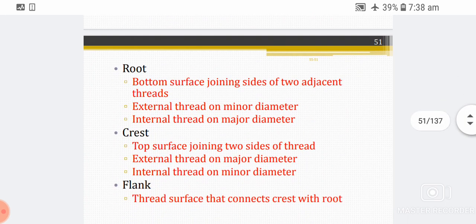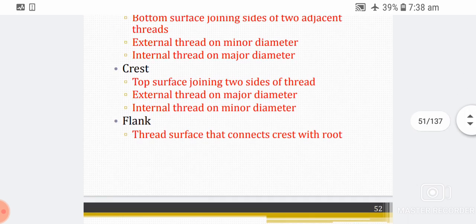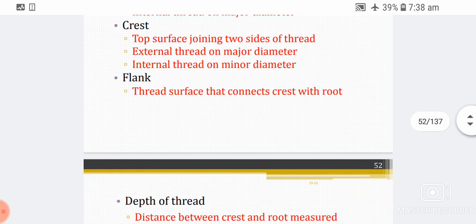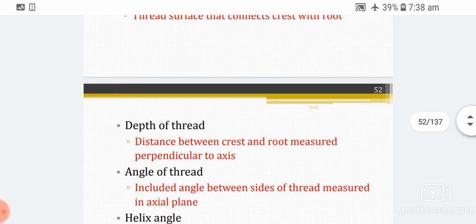Next, root: bottom surface joining the sides of two adjacent threads. External thread on minor diameter, internal thread on major diameter. Crest: top surface joining two sides of a thread. External thread on major diameter, internal thread on minor diameter. Another one, the flank: thread surface that connects crest with root.